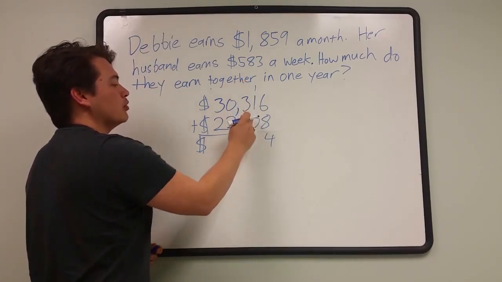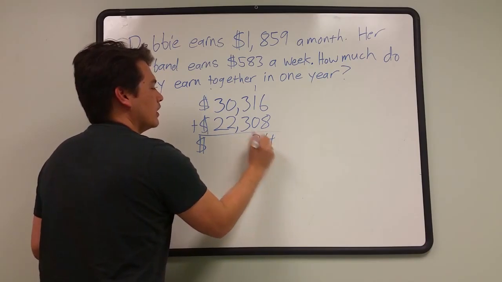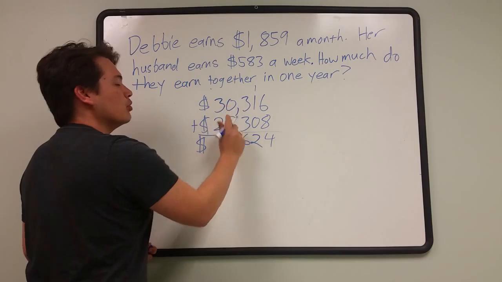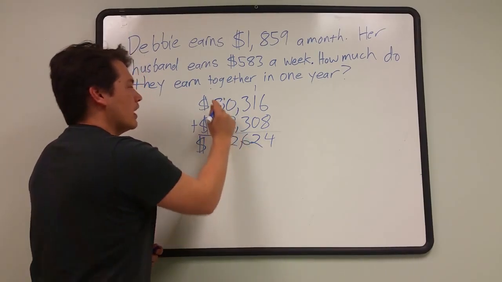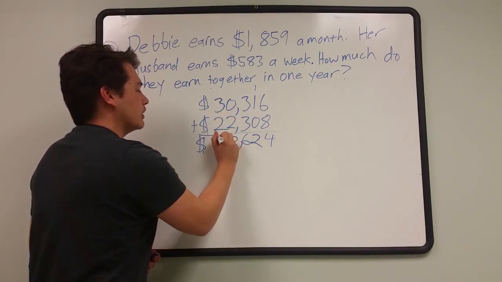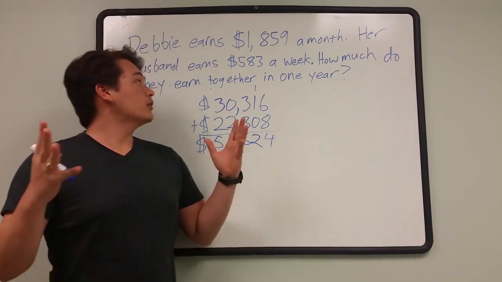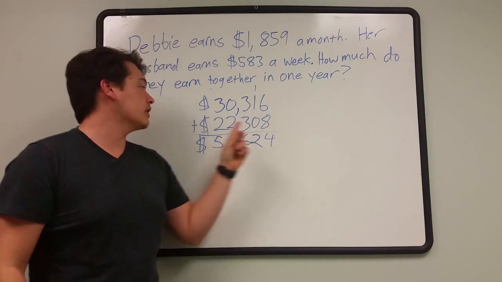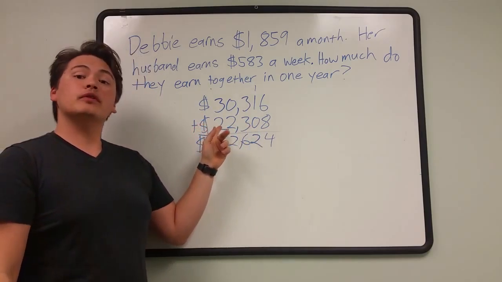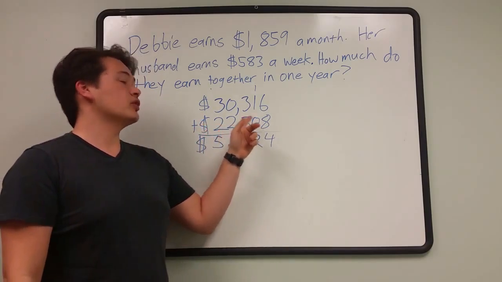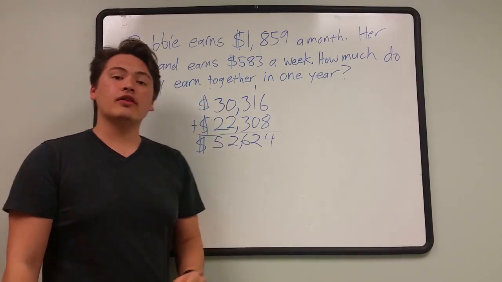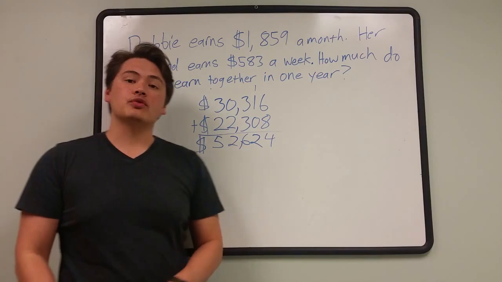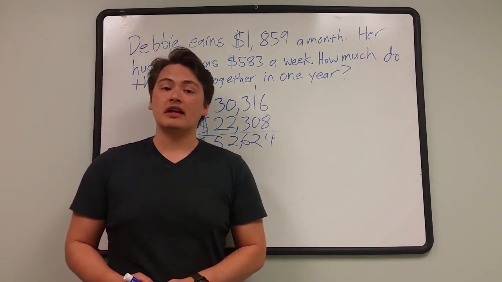1 plus 1 plus 0 gives me 2. 3 plus 3 gives me 6. 0 plus 2 gives me 2. And 3 plus 2 gives me 5. So the total amount that the husband makes is $30,316, and the total amount that Debbie makes is $22,308. We added these two together, and the final answer is going to be $52,624, and that's how much they make in a year.